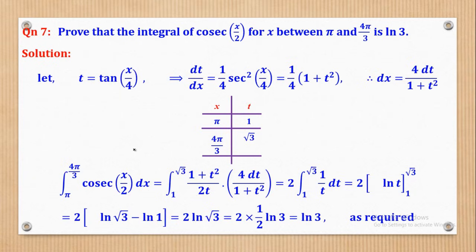And this root 3 is the same as 3 to power a half. Therefore, when that half goes this side, that is why you see this half here, and now there is only 3 here. So this cancels, and you remain with only ln 3, which was required.